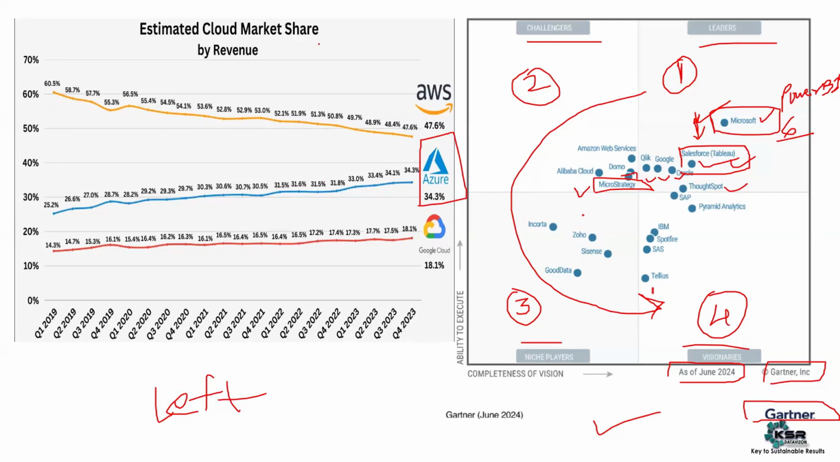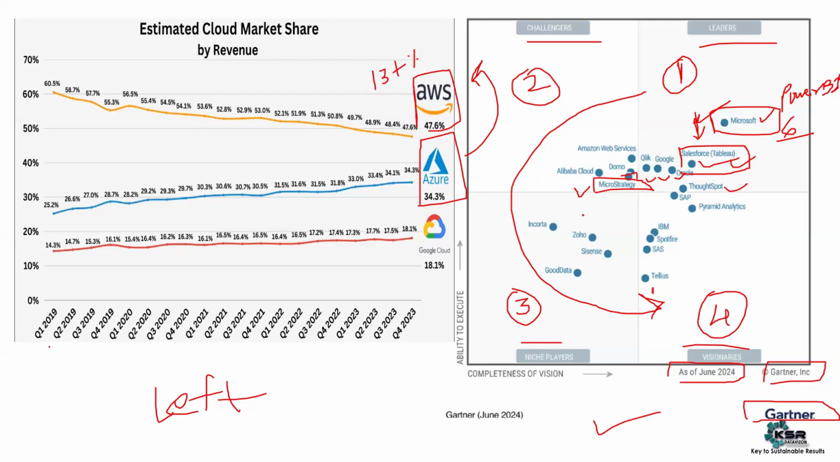Now, if you take a look at this, the line chart, which is giving you a trend, AWS is the market leader. It is almost 34 and 47. What is the difference? 13% higher than Azure or higher than Microsoft Cloud.